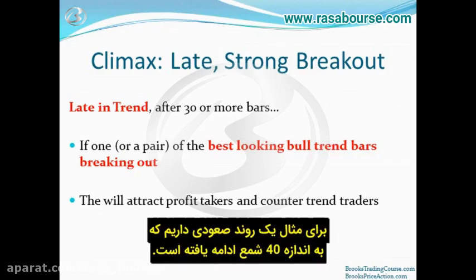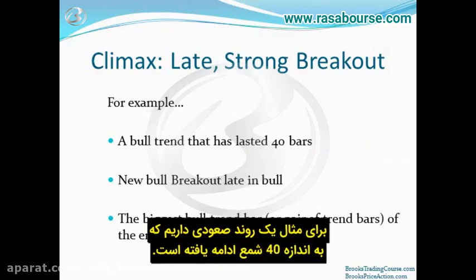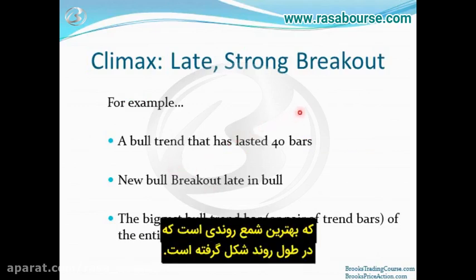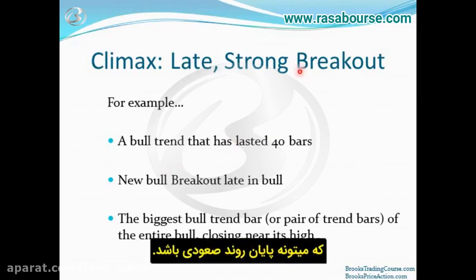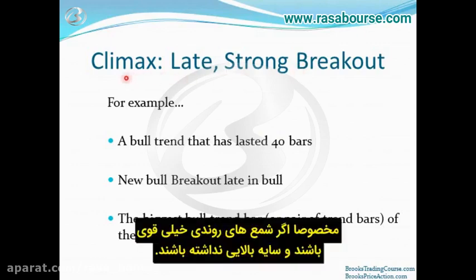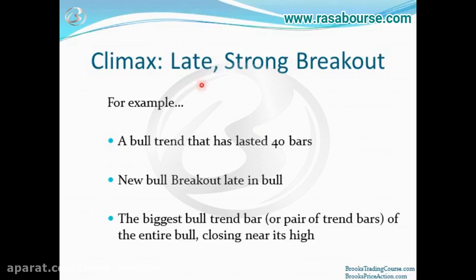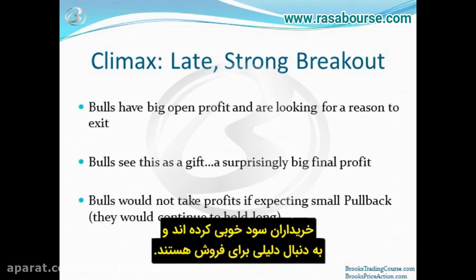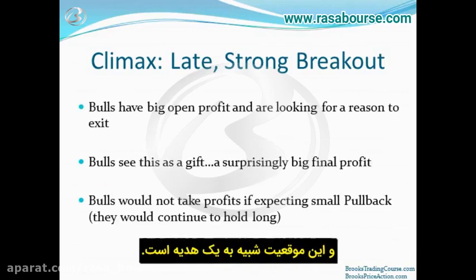So for example, you have a bull trend that's been going on for about 40 bars, and now you suddenly have a strong bull breakout. And it's the best looking bull trend bar, or the best looking 2 or even 3 bull trend bars of the entire trend. It could be a climactic end to the bull trend, especially if the bull trend bars are very strong, closing on their high. The bulls have a lot of open profit, and they're looking for a reason to exit. And they see this as a gift, a surprisingly big final profit.